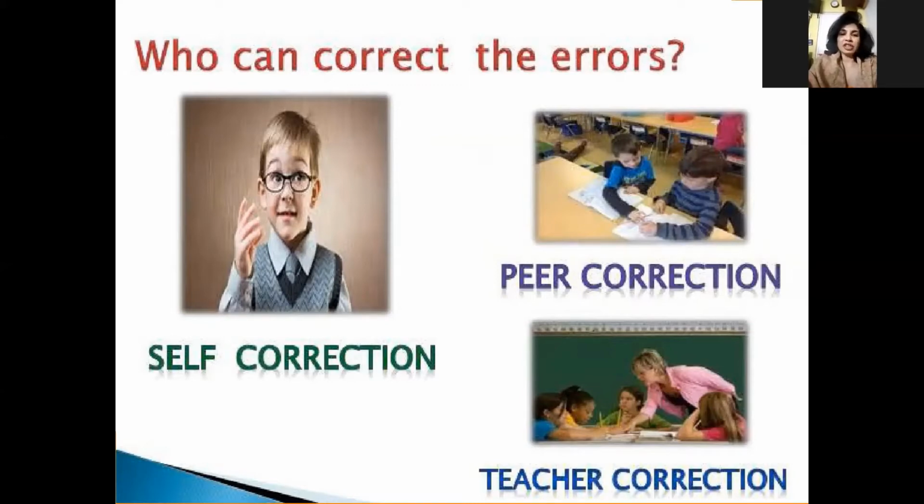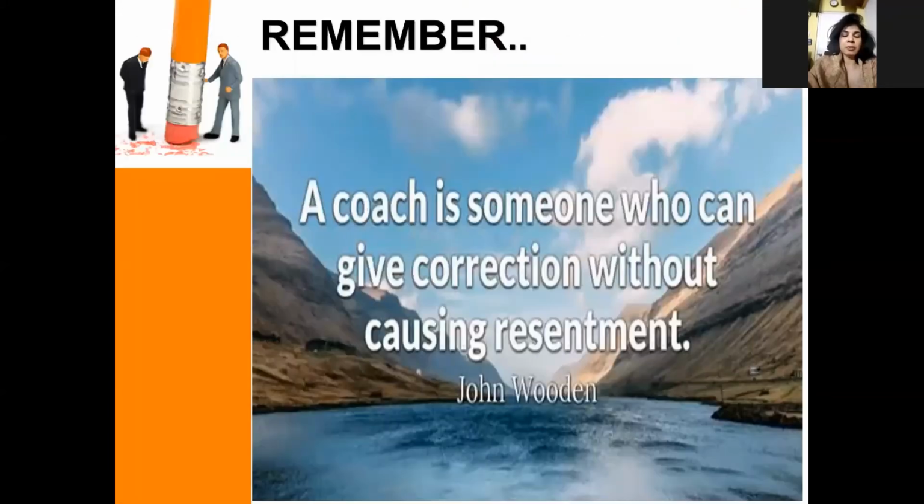So first is self-correction, and if self-correction is not working, then definitely it's peer correction, because learning from a peer is far less intimidating than the teacher correcting on the spot. But the teacher definitely has a role to play immediately if you are working with high beginners or elementary level learners. Then it's the teacher who needs to correct instantly. So these are basically the three primary forms of correction.